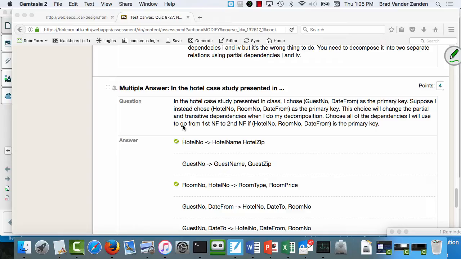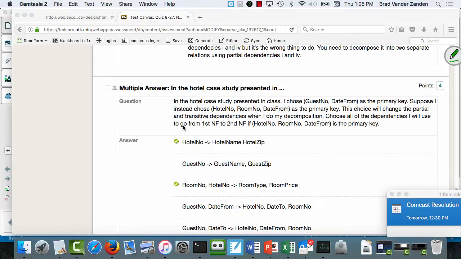Not 100% positive. I want to say yes, because all you're doing is removing the partial dependencies and the transitive dependencies, and I think you should, but I'd have to sit down and try to reason it out mathematically, which I haven't done. And I'm not going to try to do right now.